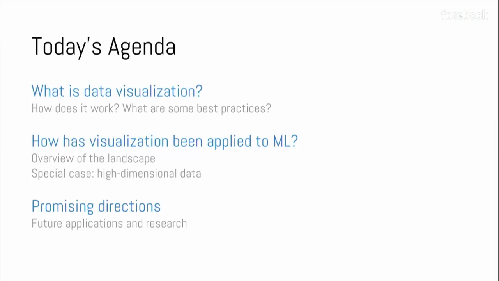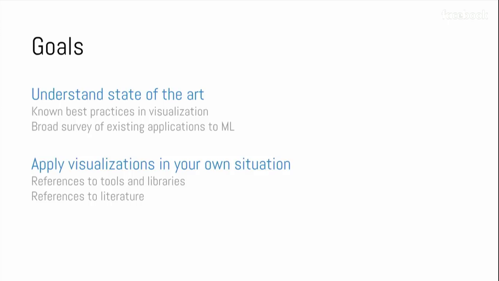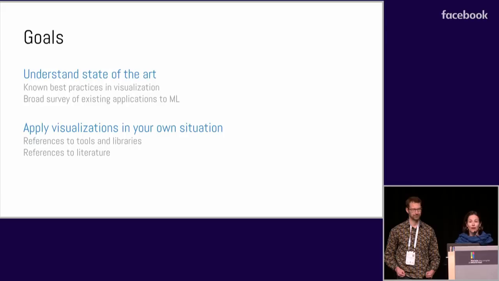The goals of this tutorial, the way we thought about them, are for you to understand the state of the art, so catch up on what some of the best practices are, what people are doing with data visualization and machine learning today. And then secondly, how do you apply this to your own work? We're going to talk about some reference tools and libraries and give you references to literature so that you can also become a visualizer. You can also create, hopefully, new techniques and better techniques. All right, so let's start diving in.